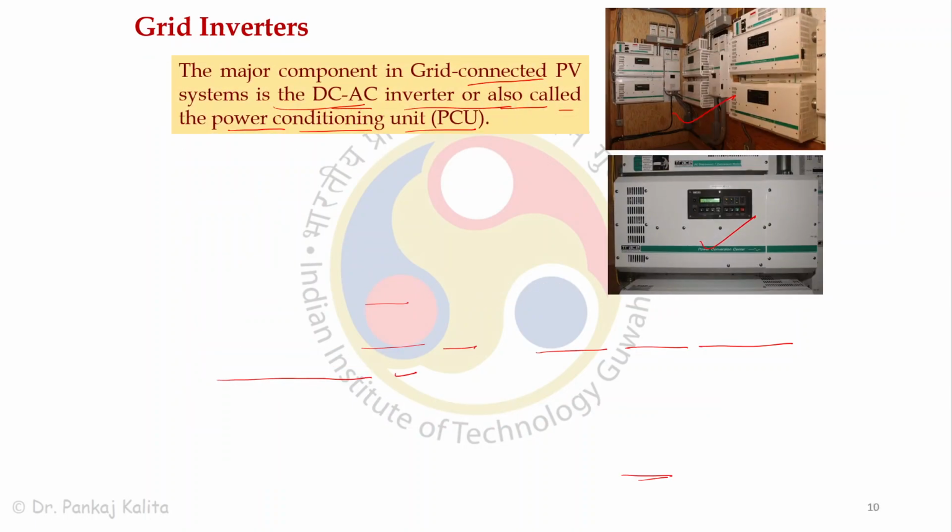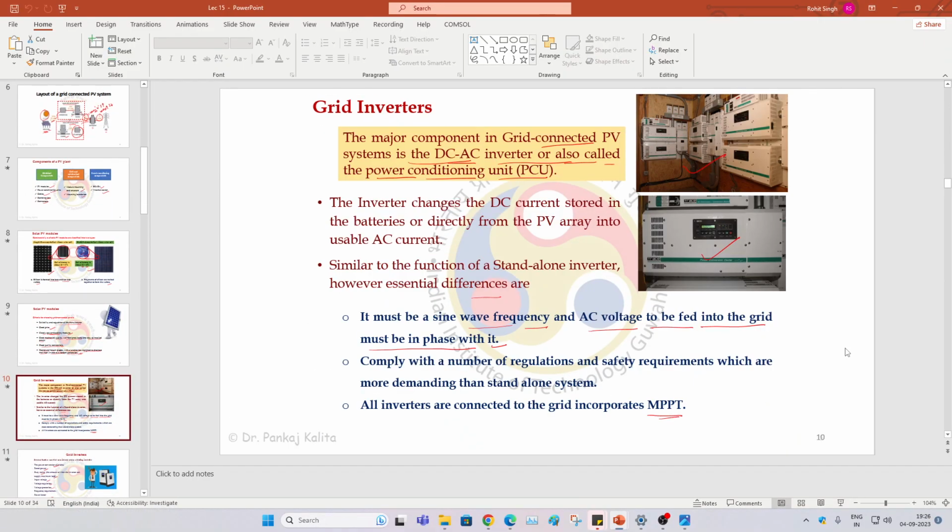These are grid inverters. These are major components in a grid connected PV system. The DC inverter is also called the power conditioning unit. So this is the power conditioning unit which Nisit you are talking about now. These systems have an interface between the inverter and the grid.